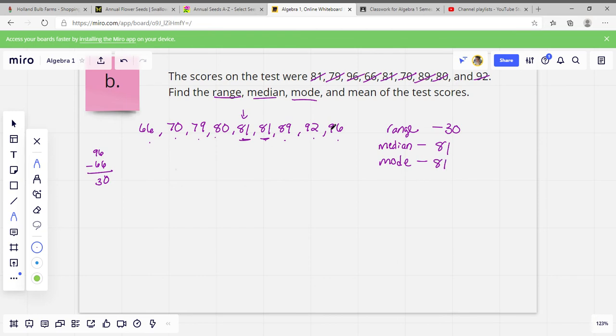Alright, and then last I have to find the mean, and that means the average, so I'm going to add them all together. So 66, 70, 79, 80, 81 twice, 89, 92, and 96. Okay, so I'm going to add all these up. So 1 and 9 is 10, another one, that'll be 20, 26, 27, 28, 29, 30, 31, 32, 33, 34. Carry my 3. And then I got, ooh, that's a bunch of numbers.